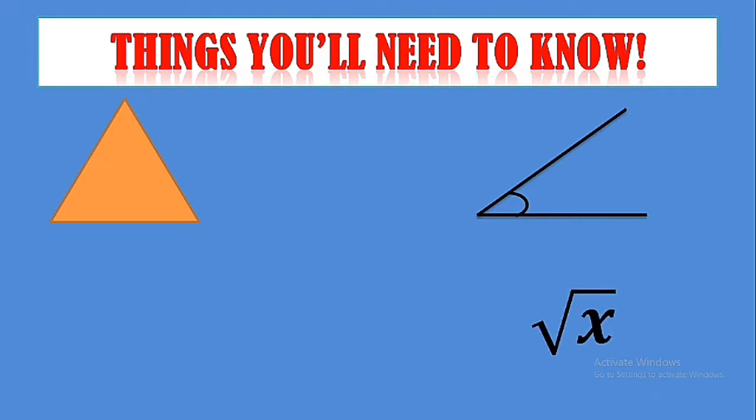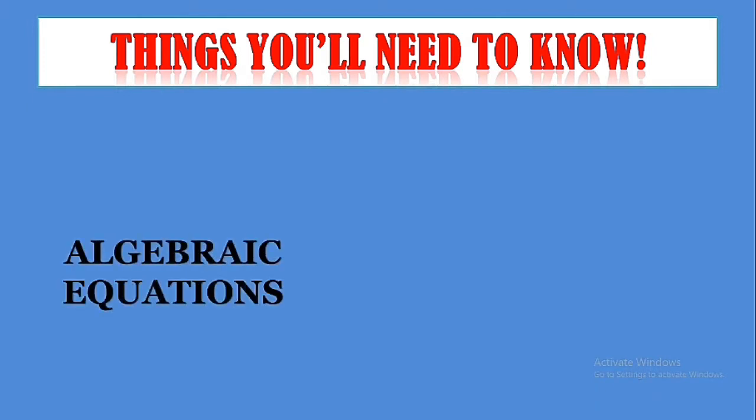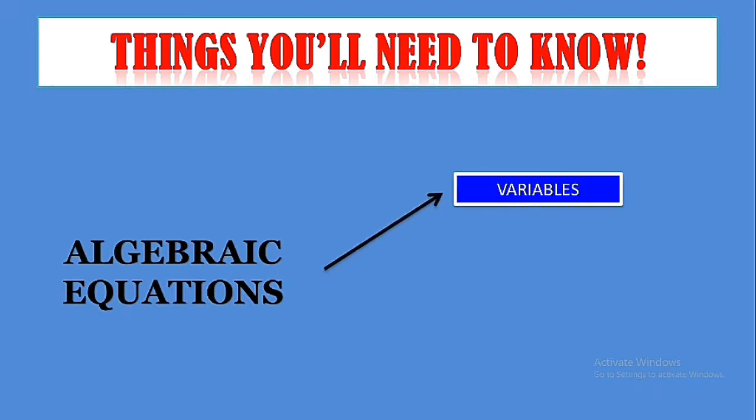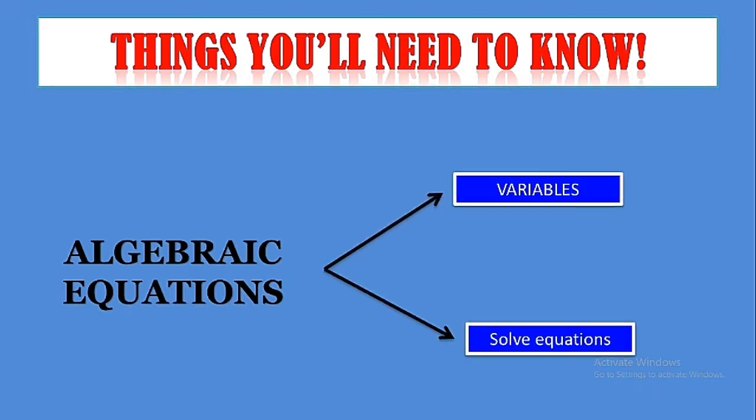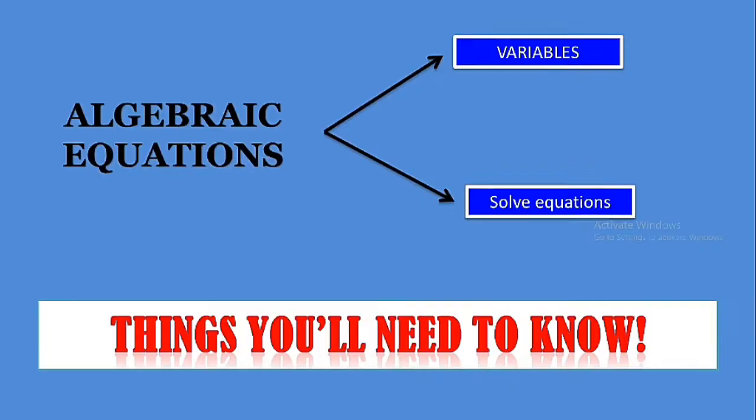But first, there are several things that you will need to know to understand the Pythagorean theorem. The things are an angle and a triangle. And you also need to know a little bit about square roots and exponents. Even though the theorem talks about geometry, you have to learn the basics of algebra to actually use it. You have to know about variables and how to solve basic algebraic equations that involve exponents.